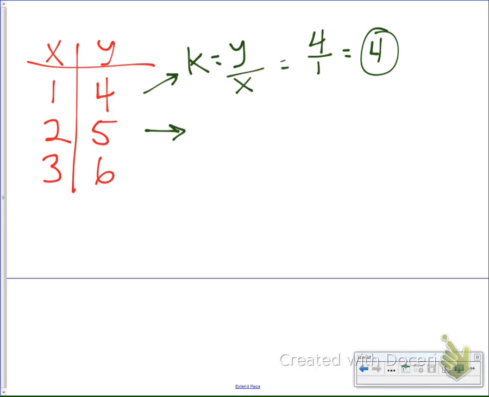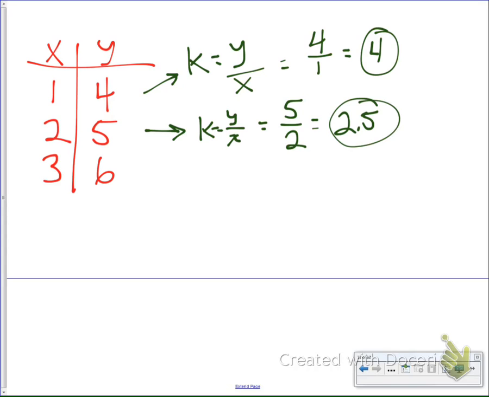Well, let's look at the second row. Should be y over x. This one I have 5 over 2. Ooh, but if I reduce that down, that gives me 2.5. Already, I can tell that this table is not proportional because these two numbers right here are not the same. Remember, if it was a proportional relationship, my constant would be the exact same the whole way down.